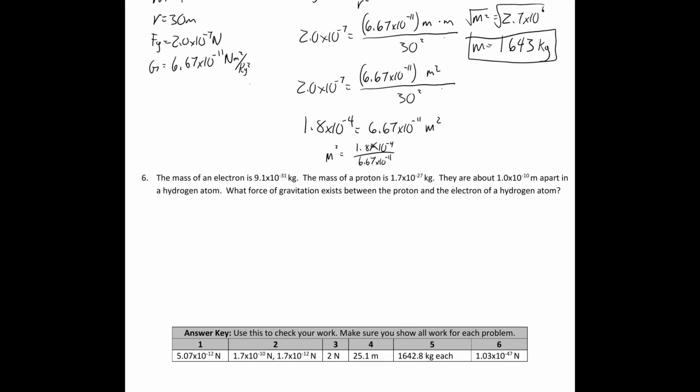So you just write down all your given information, just like that, so you get full points for units. This is the mass of the electron, mass of the proton, the distance between them, and the universal gravitation constant. They're asking for the force of gravity. This is an interesting question, and we do it again when we do electrostatic forces. So not gravitational, but electrostatic.